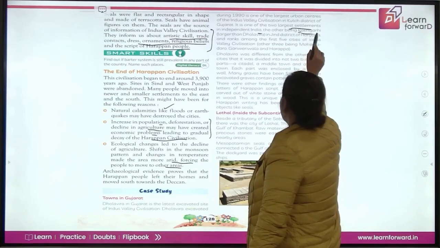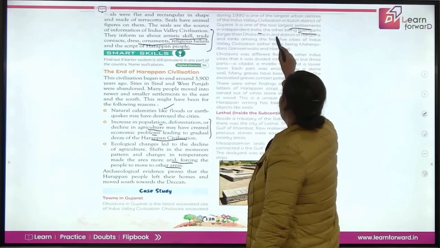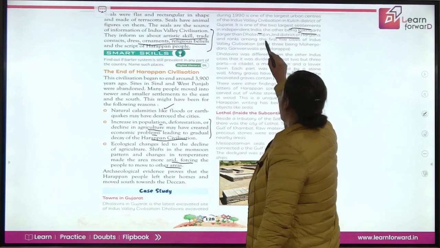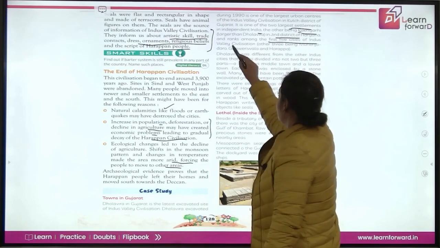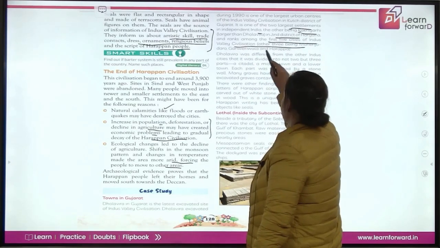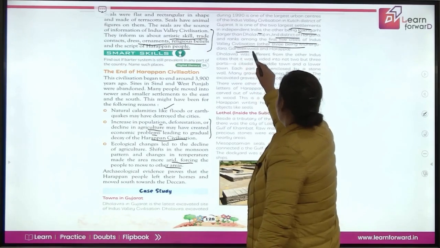It is one of the two largest settlements in India. Rakhigarhi is a little bit larger than Dholavira, and is in Haryana. It ranks among the first five cities of the Indus Valley Civilization, other than Mohenjo-daro and so on.